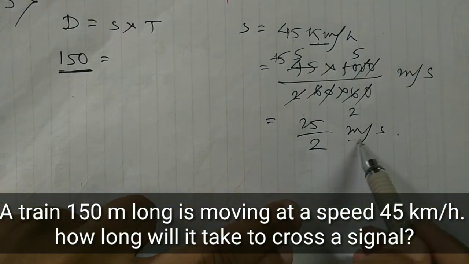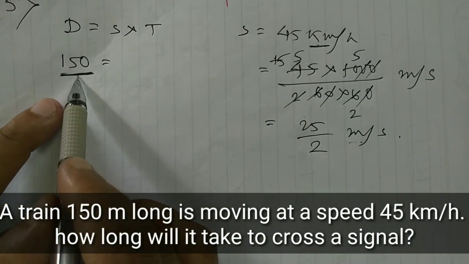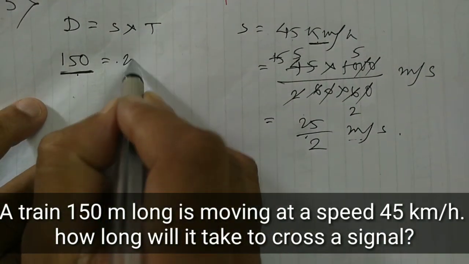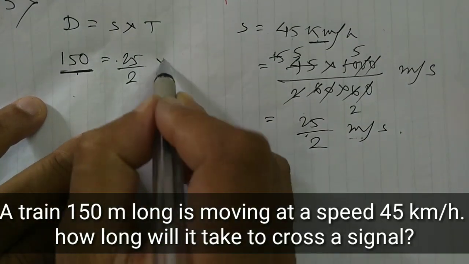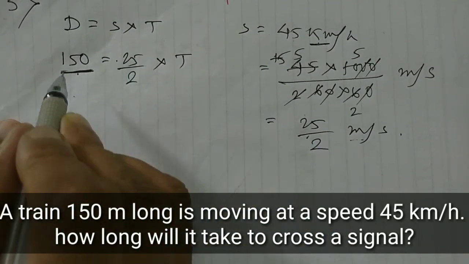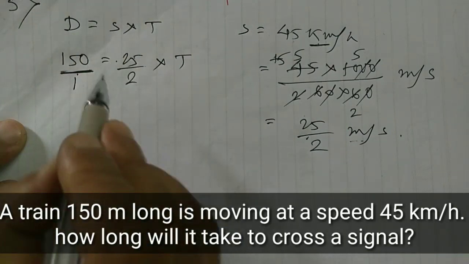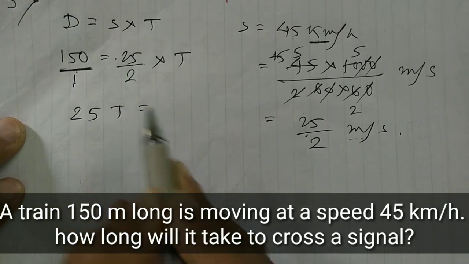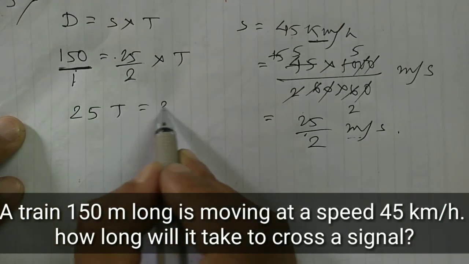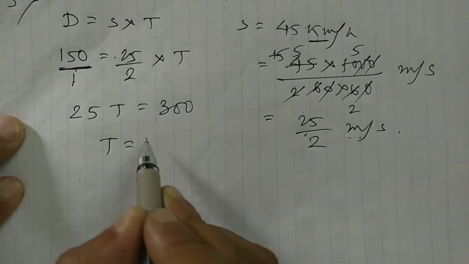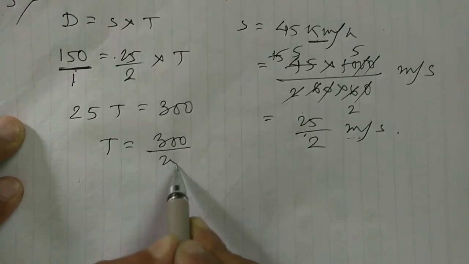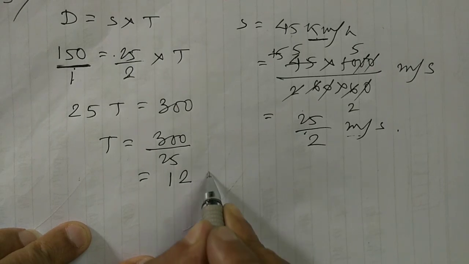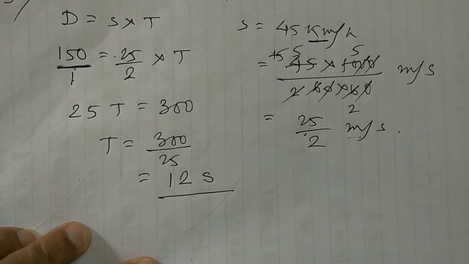Yes, now it is in meter. And this distance is also in meters. So we are ready to put this value here. So 25 by 2 into time. Now let us cross multiply it. 1 into 25t, that is 25t. 2 into 150, that is 300. So t equal to 300 by 25. That is 12 seconds is the time required.